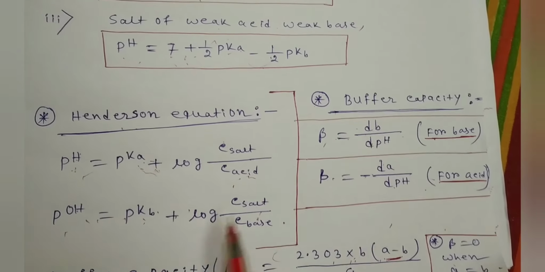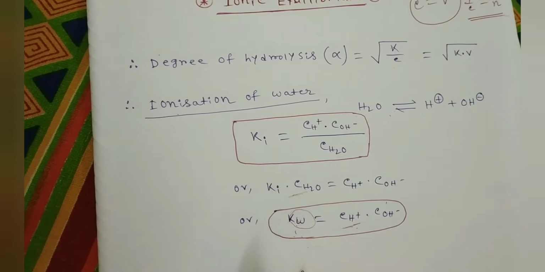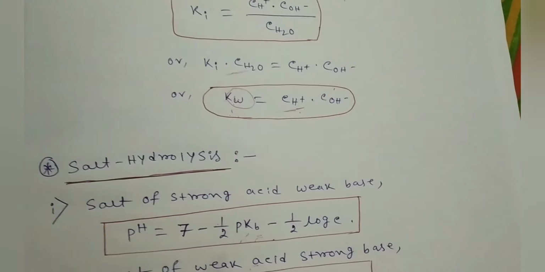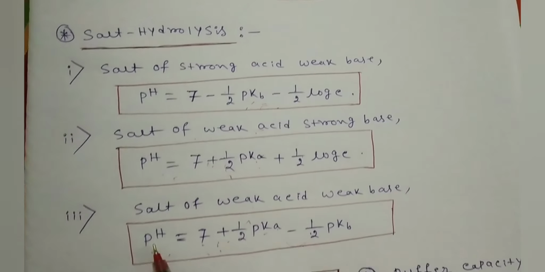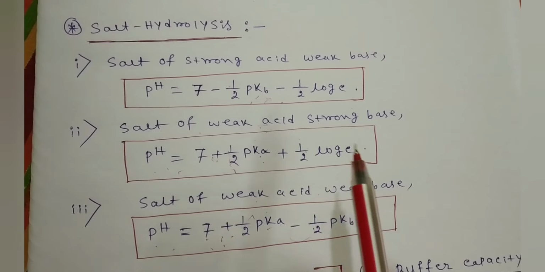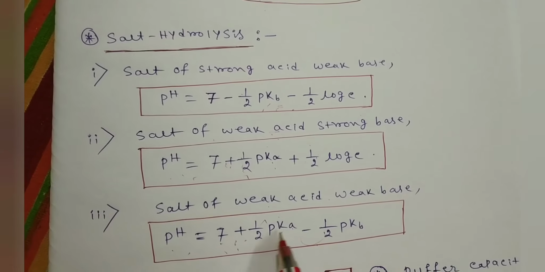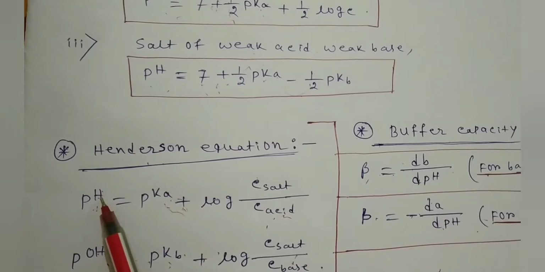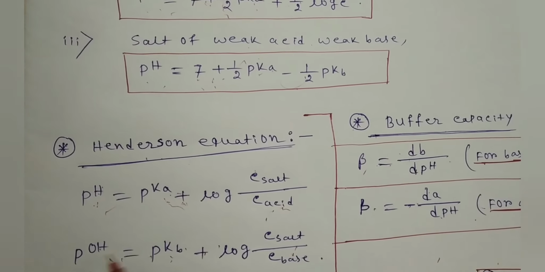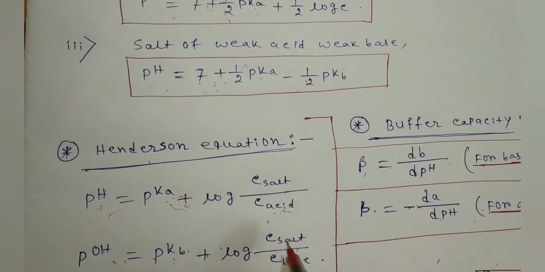Okay, so these are the important things. The important things are at first degree of hydrolysis, then ionization of water, this type of equation, then salt hydrolysis, these three cases: salt of strong acid and weak base, weak acid and strong base, and weak acid and weak base. For acid it will be plus, for base it will be minus, and when both are applied, then for acid plus minus. Okay, and Henderson equation, pH equal to, for acid pKa, for pOH equal to pKb, and concentration of acid for pH, and for pOH concentration of base.